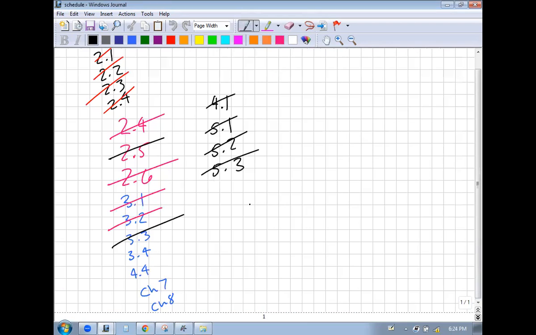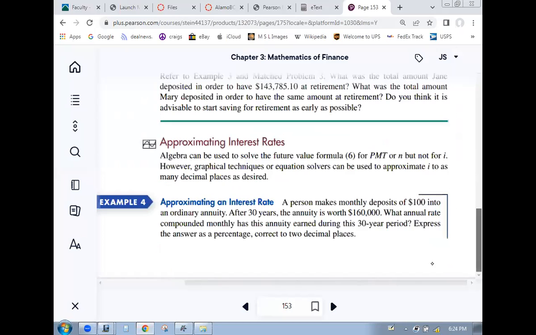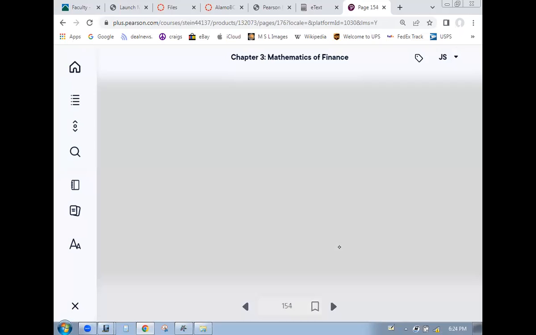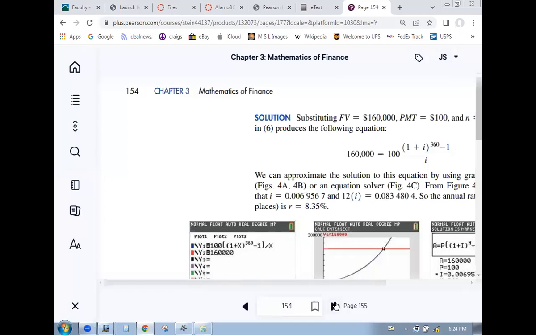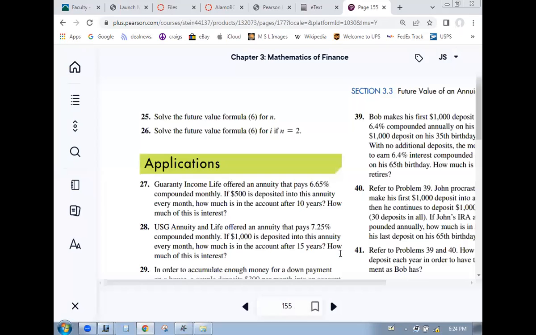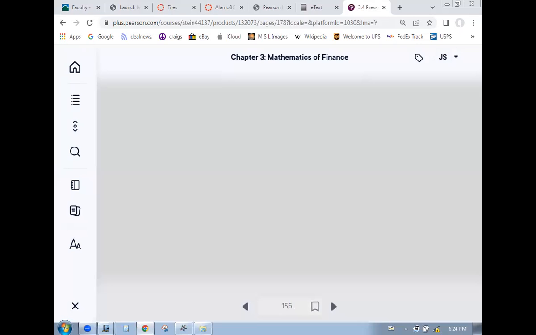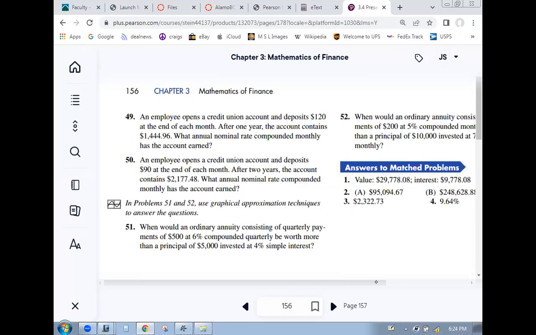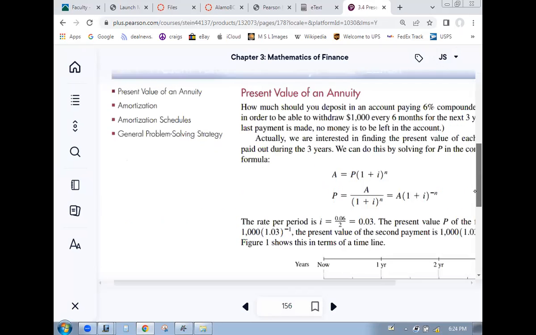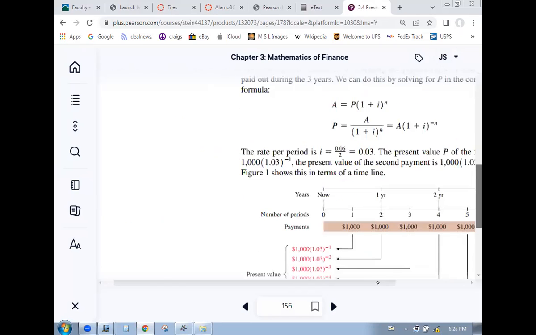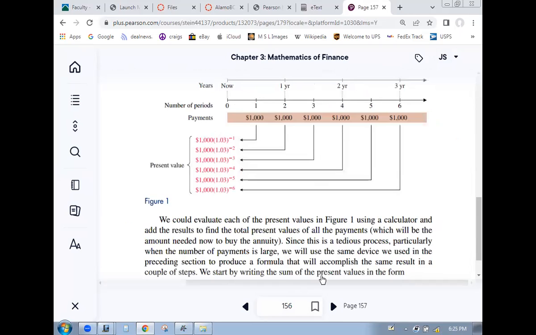Again, where were we? We were in 3.4. So, well, we know annuities inside and out now, don't we? What you can solve for, what you can't. And an easier way. Yeah, the whole graphing method. 3.4. So we started this last time. Let's just find our formula.